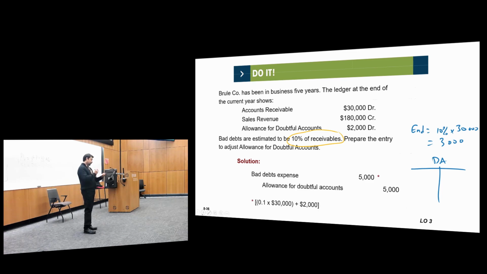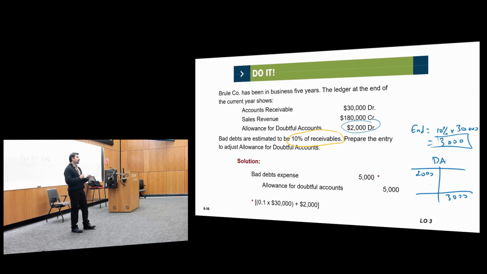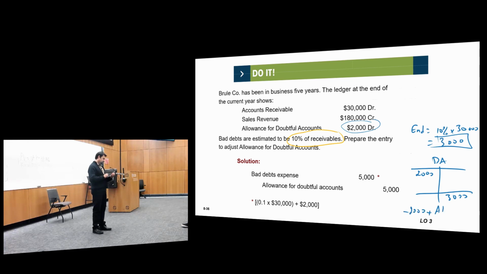If you have here doubtful accounts, originally they had a 2,000 debit balance. You need to have an ending balance of 3,000. This is the amount, 3,000 on the credit side. Because this is a credit balance, it has a normal credit balance, right? So the debit will be minus. So basically what you have here is minus 2,000 plus adjustment equals 3,000. So the adjustment is equal to 3,000 plus 2,000. Any questions?